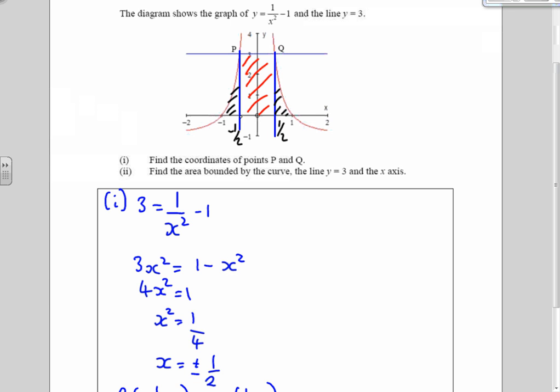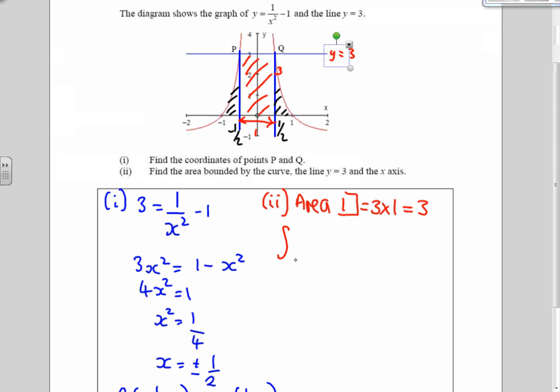So the area of the rectangle in the middle, well, this has a length of 1, the difference between minus a half and a half. And the height, well, this is the line y equals 3, so the height of this is 3. So for part B, the area of the rectangle is equal to 3 times 1, which is just 3. So now we need to figure out what the area under the curve is in these two sections. Well, because of the symmetry of the graph, they're going to have the same area. But just to show it, I'll figure out the integration of both of them.